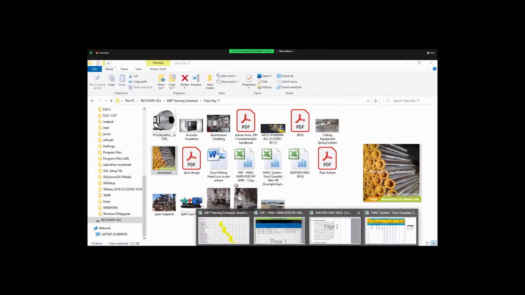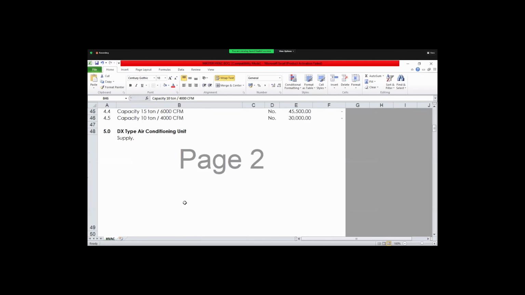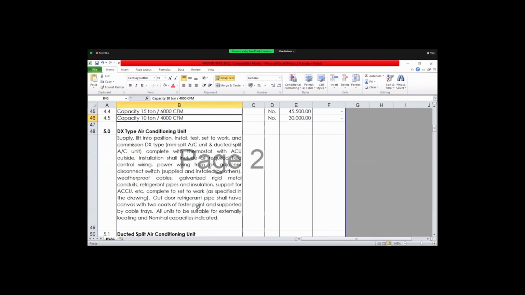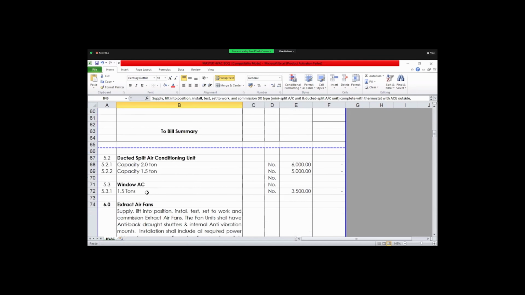Here it's mentioned that all the units are to be suitable for external location, with the nominal capacity indicated. The next is the ducted split air conditioner, where we also have to mention the capacity. It is the same specification, but this is a ducted type, while the other is a split wall type unit. The same applies to the window AC.